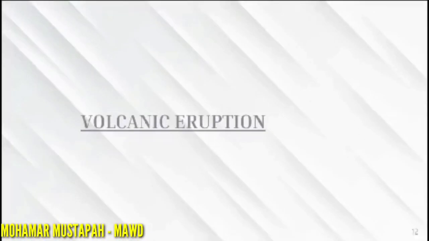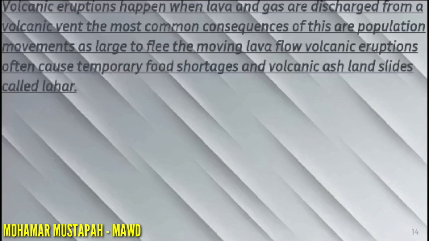Volcanic eruption. Volcanic eruption happens when lava and gas are discharged from a volcanic vent. The most common consequences of this are population movements as people flee the moving lava flow. Volcanic eruptions often cause temporary food shortages, and volcanic ash and landslides called lahar.